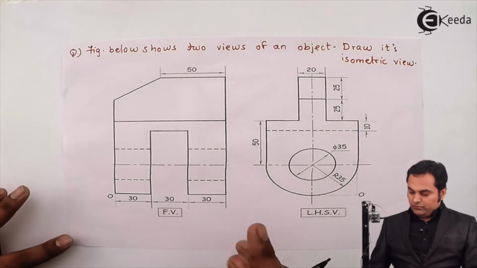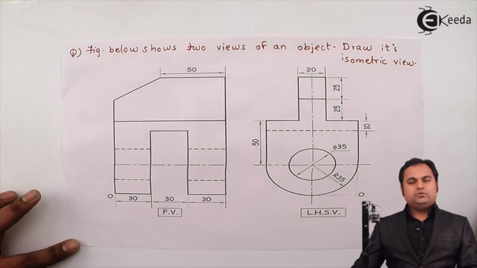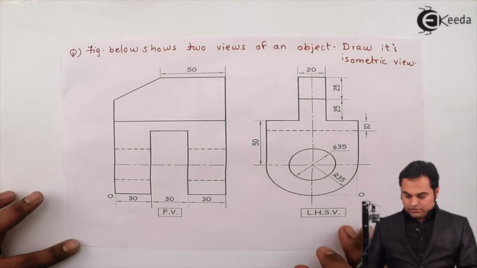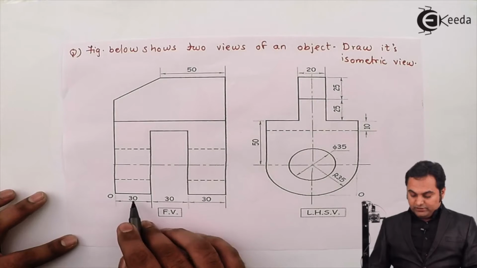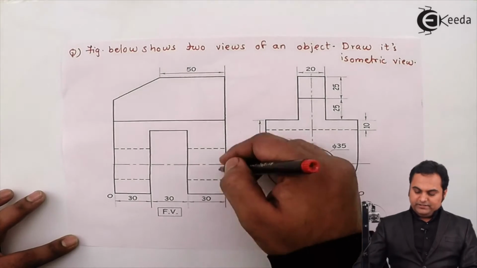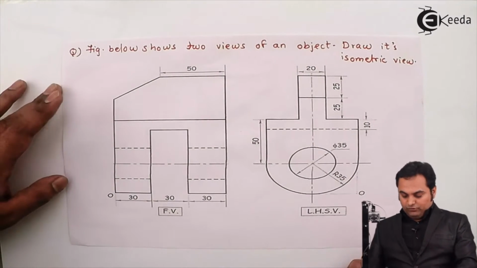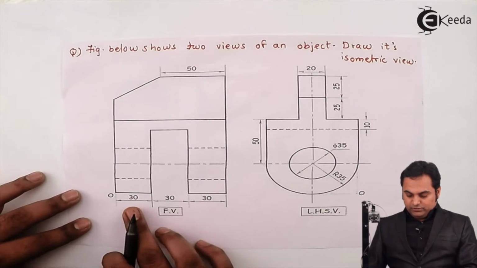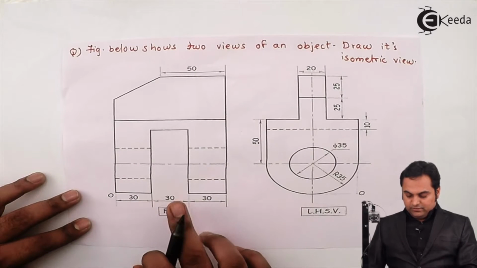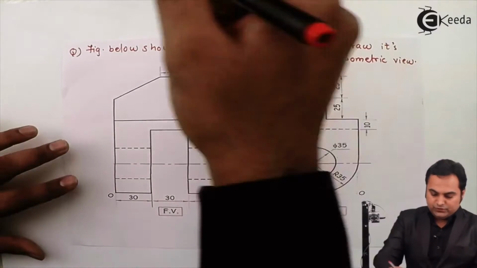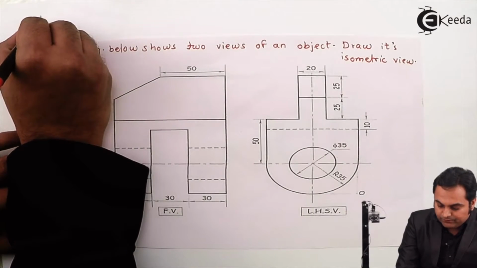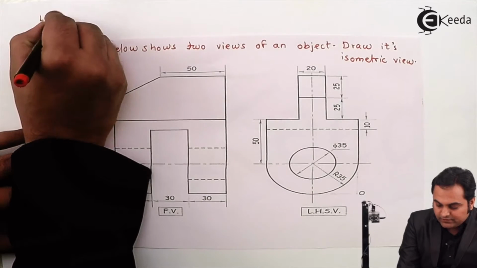Just before converting it, we should know how much is the total length, height and width of the object. When I am looking into the front view, the total length of the object and the total height is visible to me. So when I am looking from front, the total length is 30 plus 30 plus 30. It means it is 90 mm. So here I'll write down the total length is 90 mm.